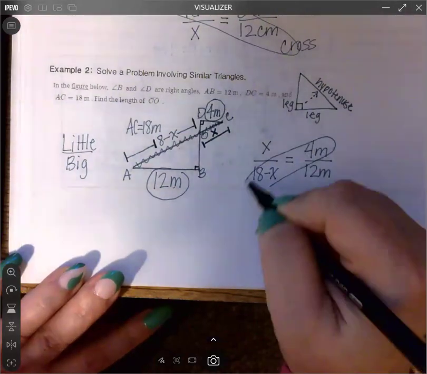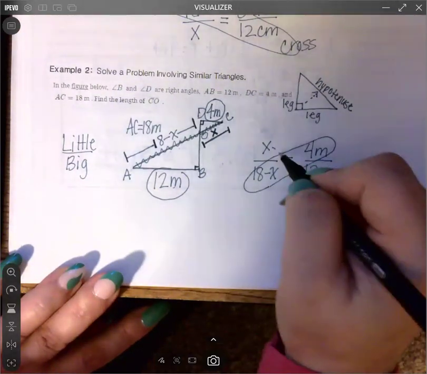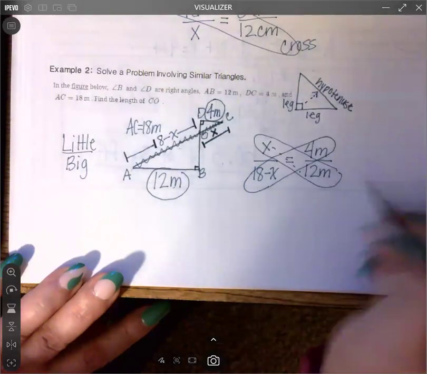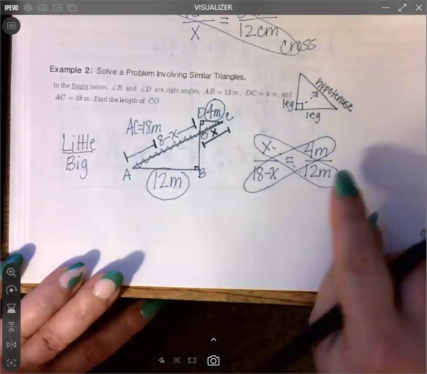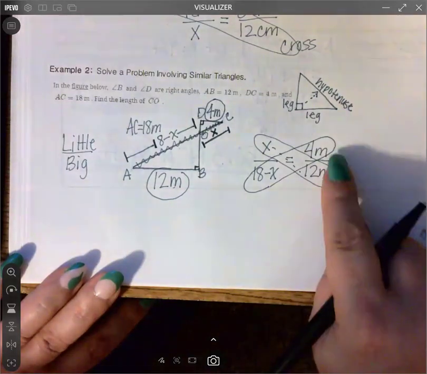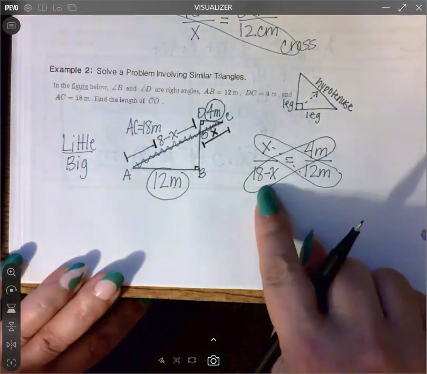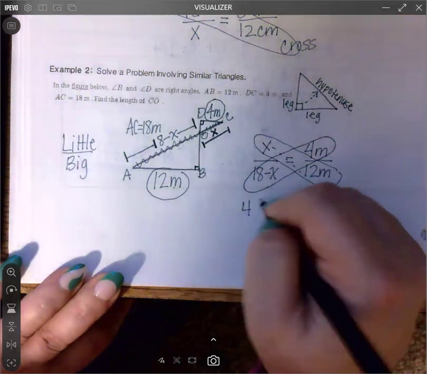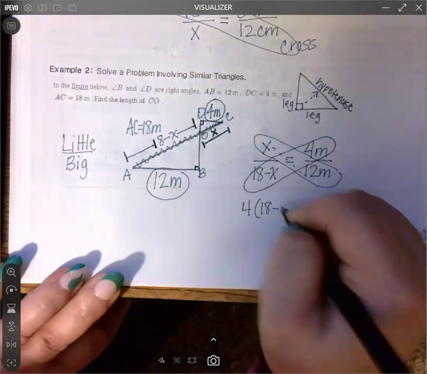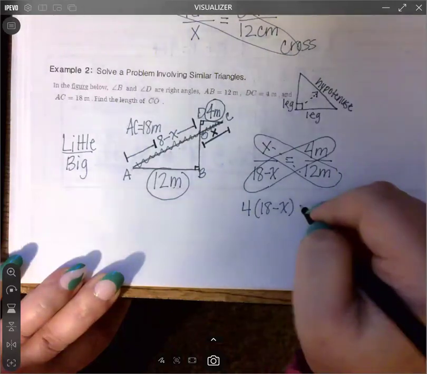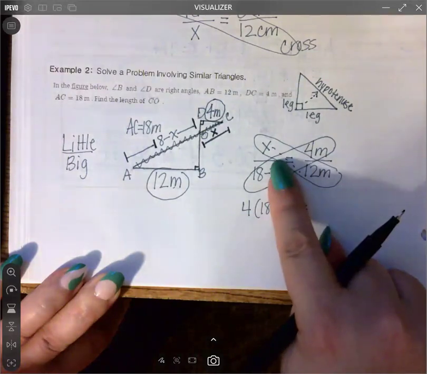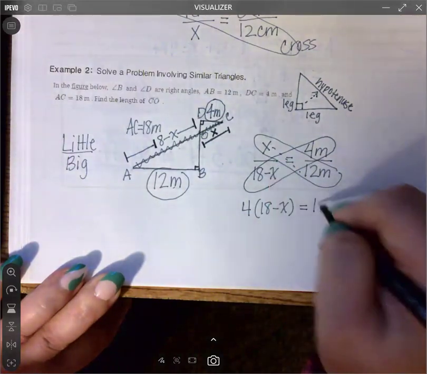I'm still going to cross multiply, but I can't just divide. I'm going to have an extra step. So let's go ahead and set it up. 4 meters times 18 minus X. So I'm going to write that with a parenthesis. That is going to be equal to 12 meters times x, or 12x.